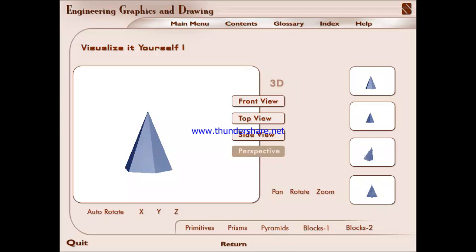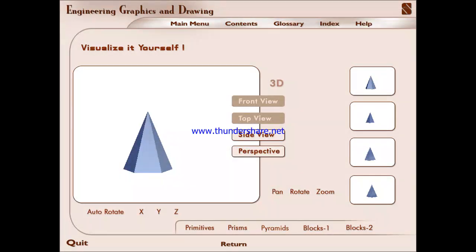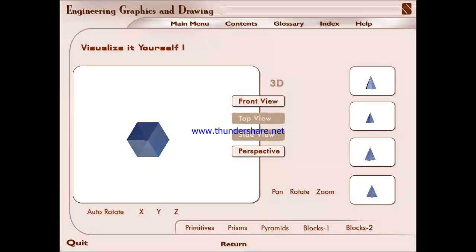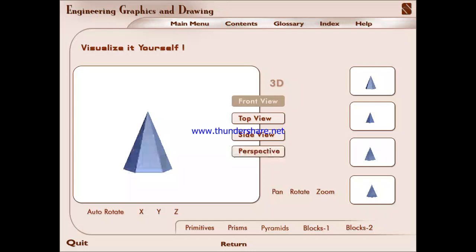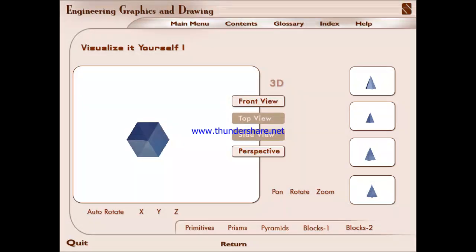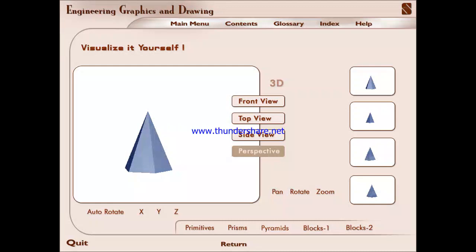Let us consider this type of pyramid. For that, front view, top view, side view, perspective view. Now the last one, for this pyramid, front view is like this, top view, side view and perspective view.